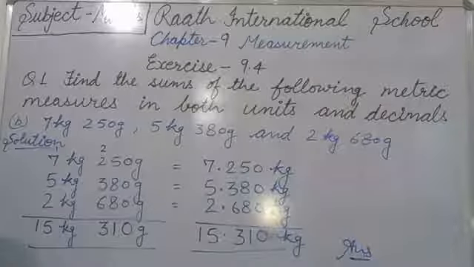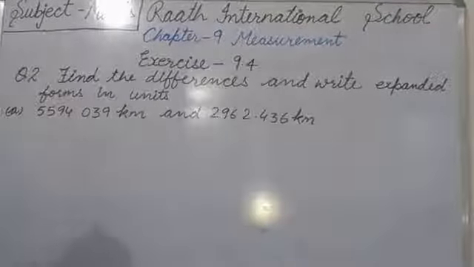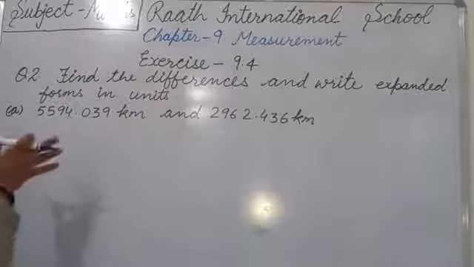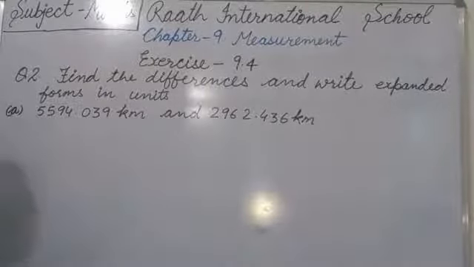Now we will do question number 2. Find the differences and write expanded forms in units. Firstly you find the difference and then you will write in expanded form. Jo aapka answer aayega, that you have to write in expanded form in units. Usko aapko units mein write karna hai. You have to write the answer in units. Okay. So firstly you find the difference. Difference means we will do subtraction.